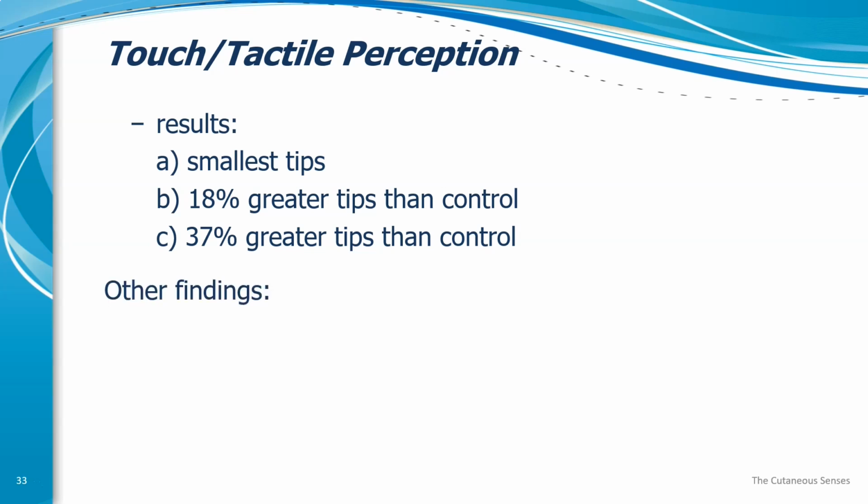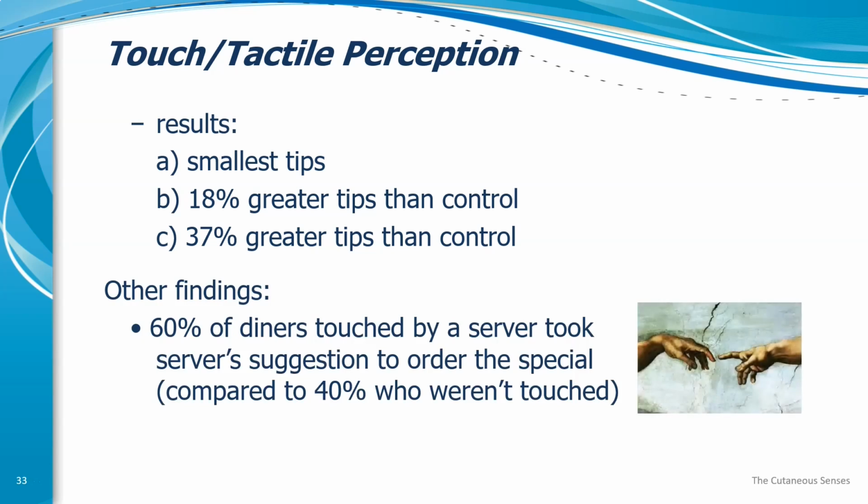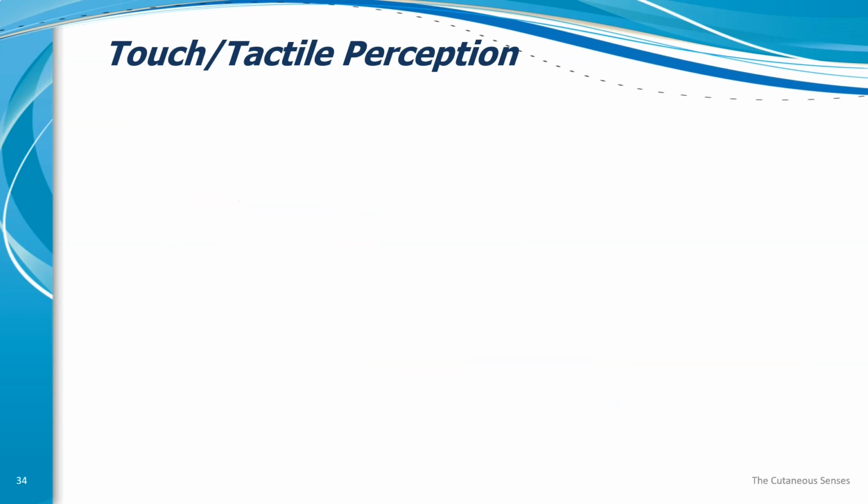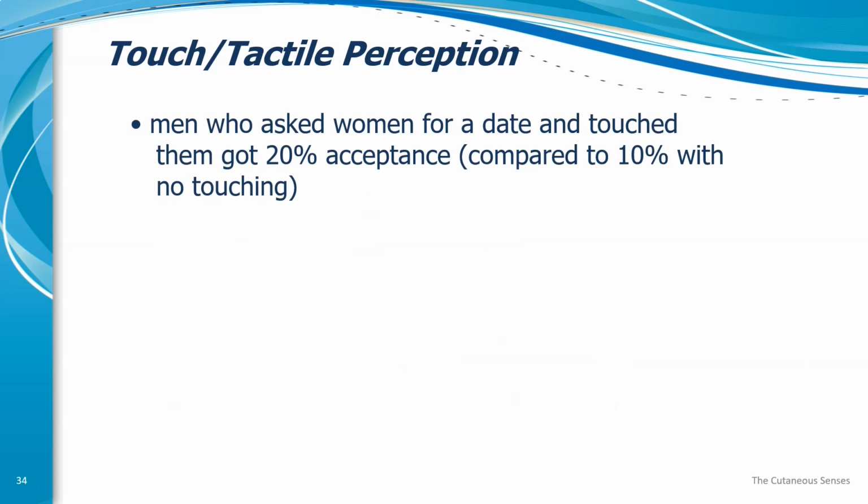Here's some other findings when it comes to touch. Diners were more likely to take the suggestions made by a server when they were touched by the server. Again, like a touch on the shoulder, that kind of a thing. How about this one? Men who asked women for a date and touched them in an appropriate way, can I just say that? That's really important, were more likely to get acceptance. So twice as likely, but it's still only 20% compared to 10% with controls.